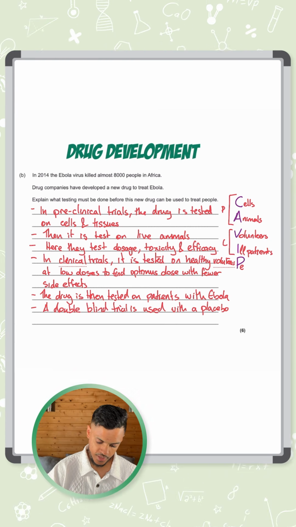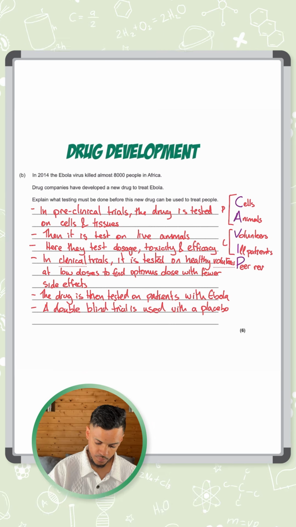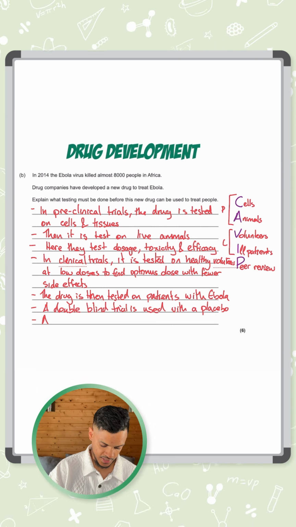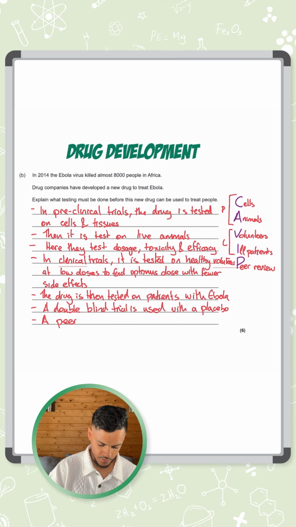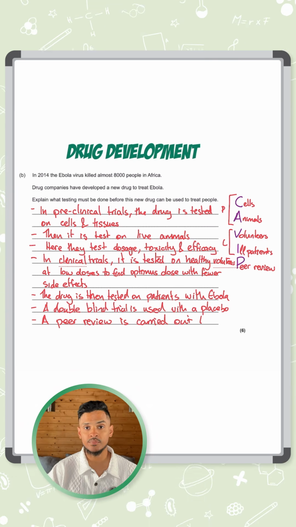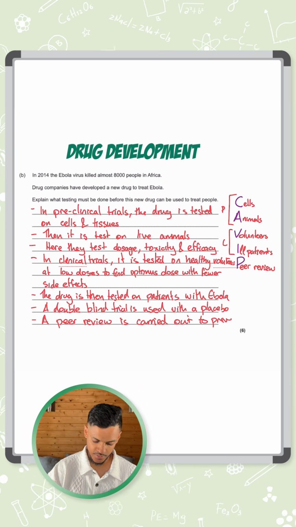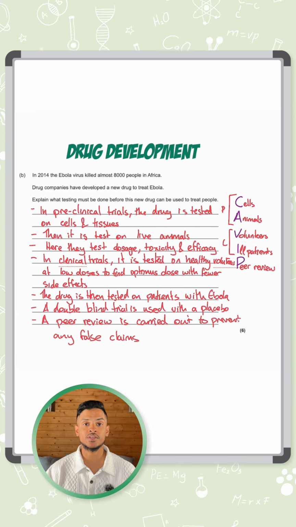And then finally, we've got the P, which is for peer review. So we can say here, a peer review is carried out, and the reason why is to prevent any false claims. And there we have it. We've got more than enough information for 6 marks there.